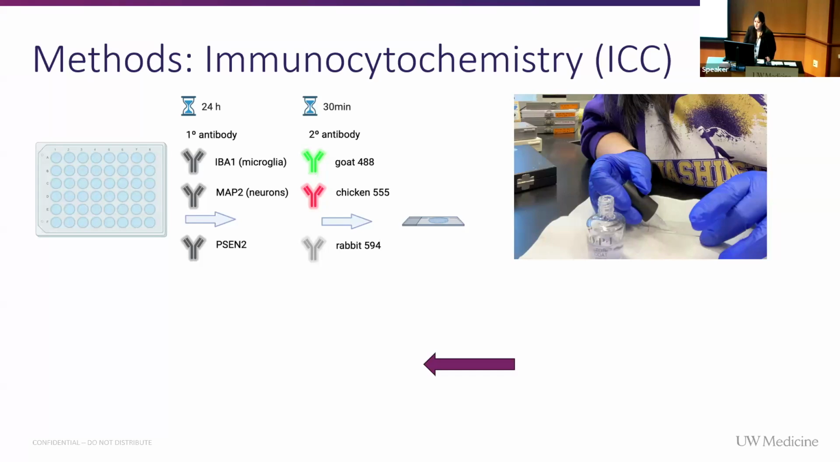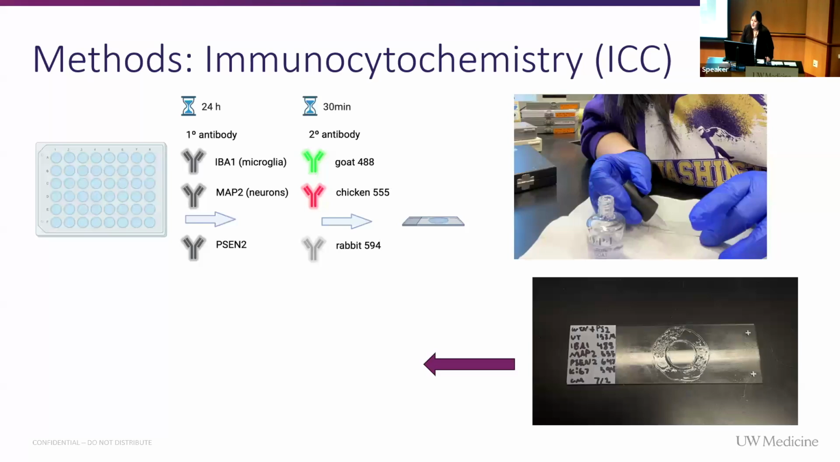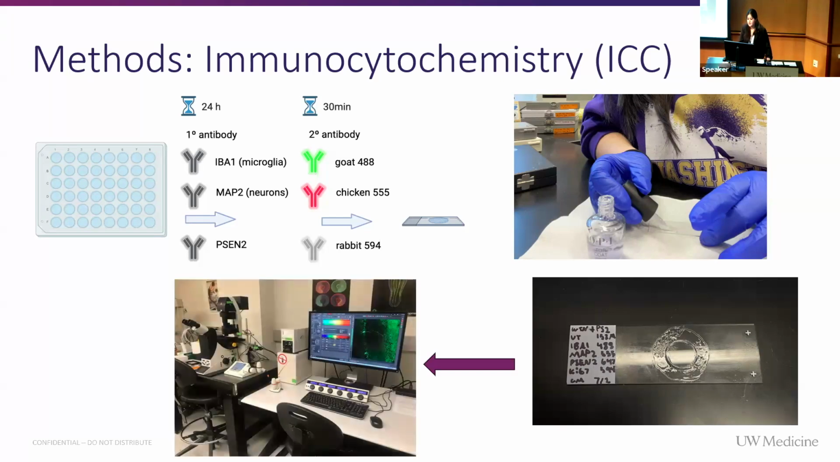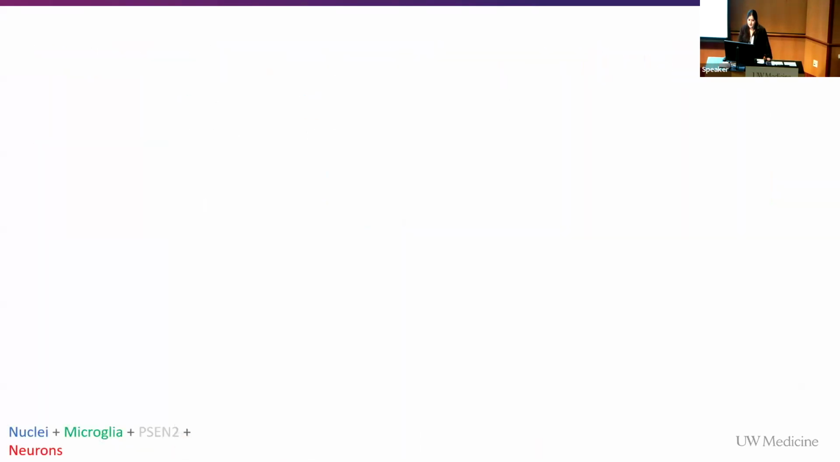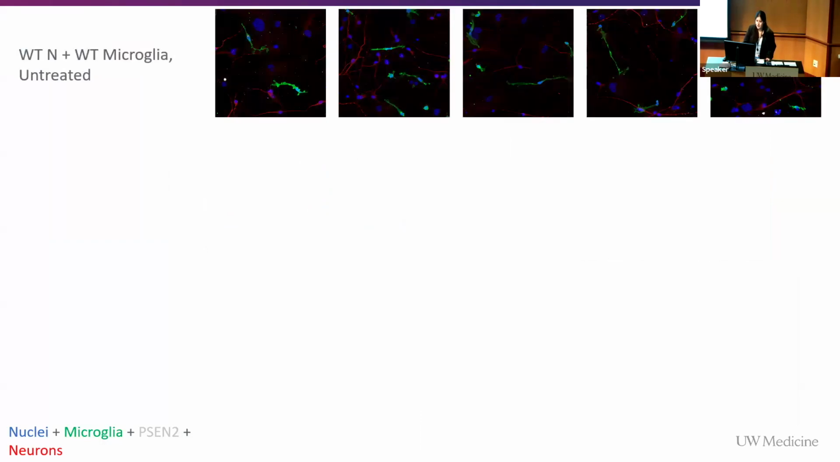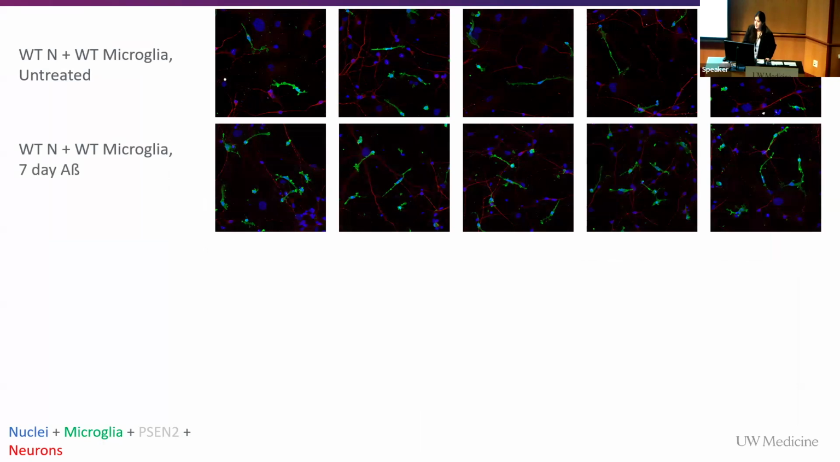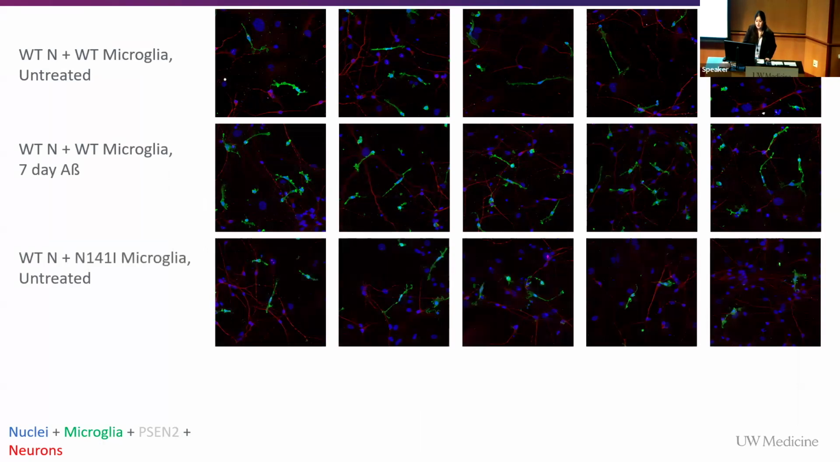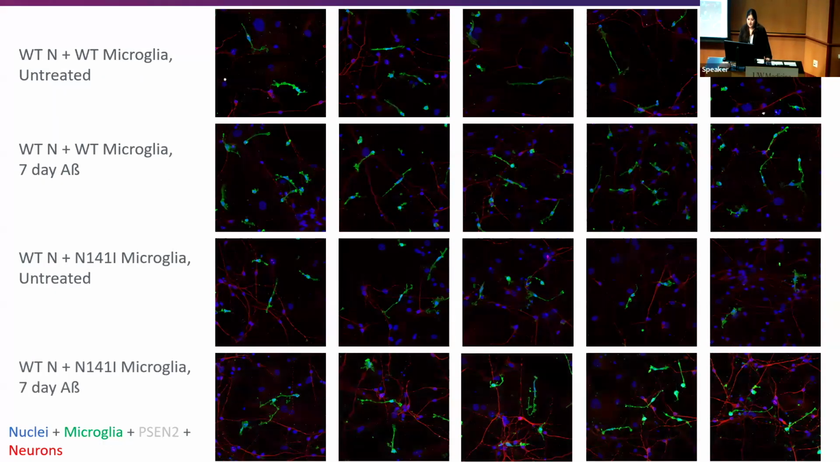Once done, we mounted our cells onto slides, and they look like this. This is one of them. We had a total of 4 slides based on our 2 genotypes and our 2 treatments. For imaging, we used an SP8 confocal microscope at objective 40x with oil. And we ended up taking 5 images of each slide in different locations. So here are photos that we took for the wild-type microglia untreated, the wild-type microglia with 7-day amyloid beta treatment, the mutated microglia untreated, and the mutated microglia with 7-day amyloid beta treatment.